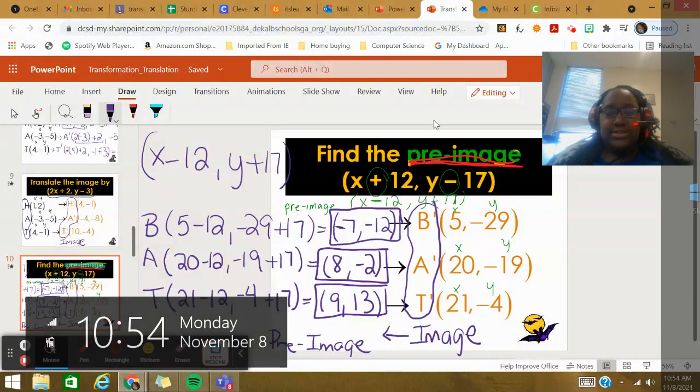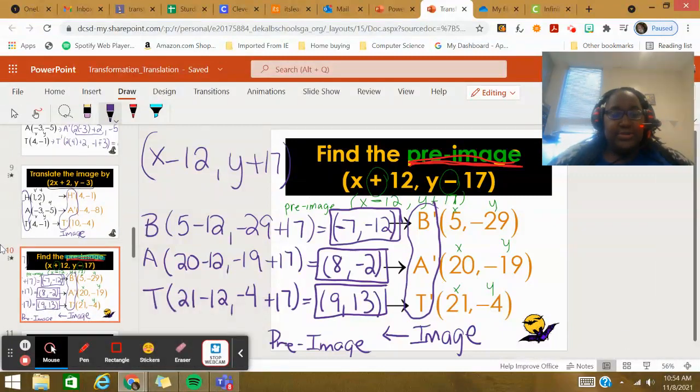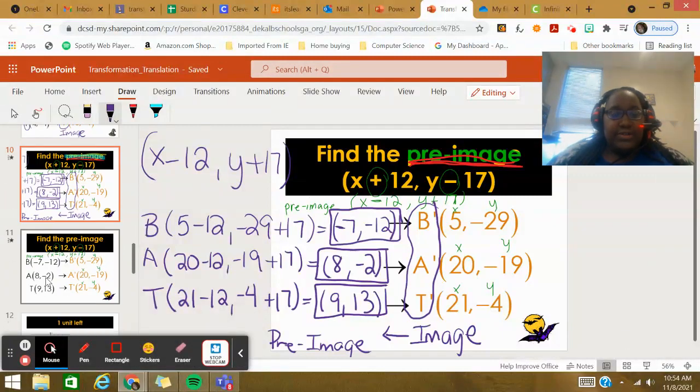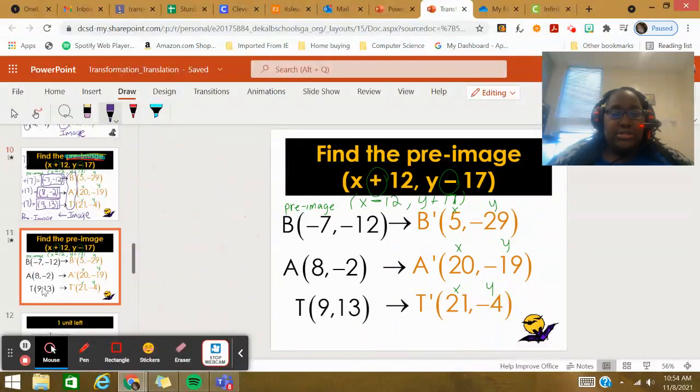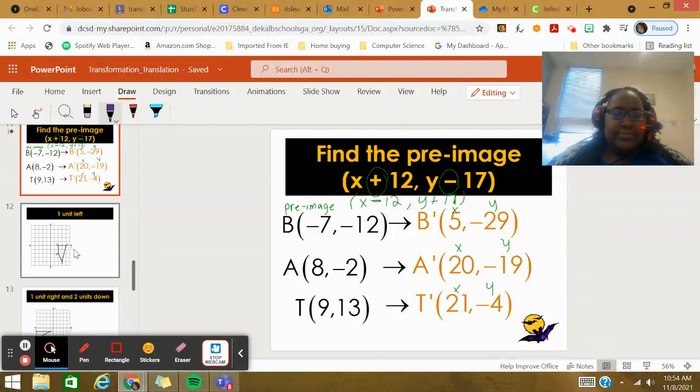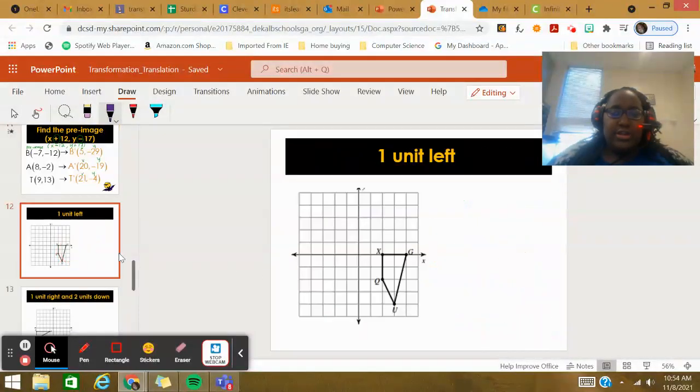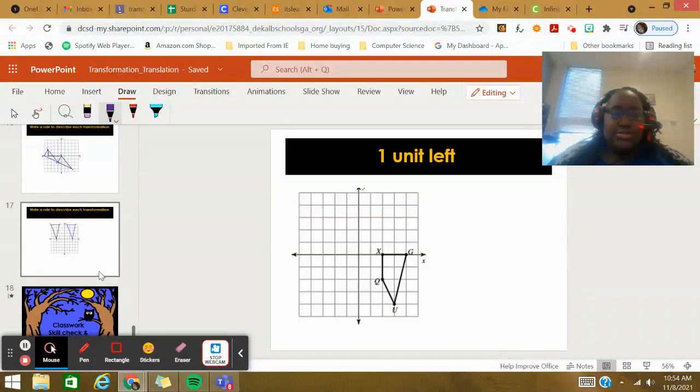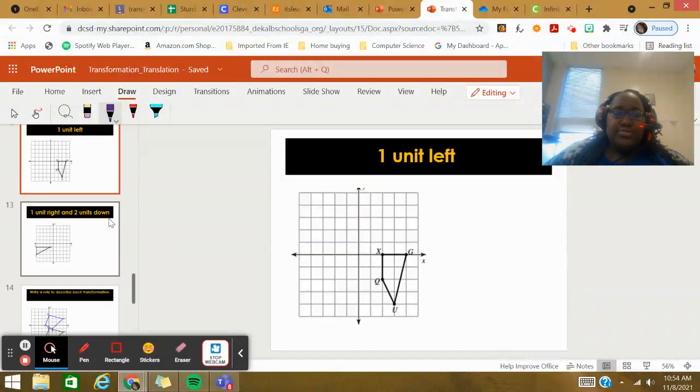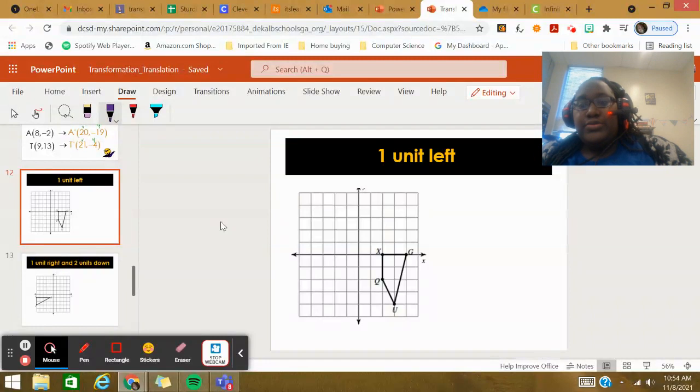And again, if you guys have additional questions, feel free to ask me during class time or send me a message in Verge. When you go to the next slide, you'll see that they have the exact same solutions that I have, okay? So B was negative 7, negative 12. A was 8 and negative 2, and then T is 9 and 13. All right, so now we are done actually applying the rules, which is really just doing the algebra part of it. And now we're doing from the graph.